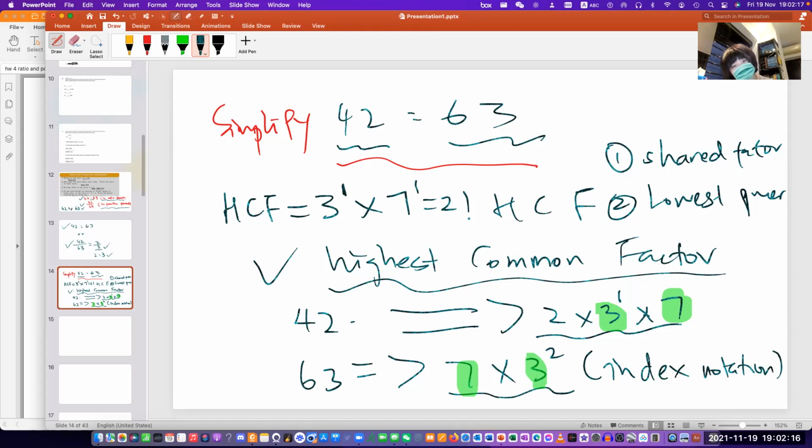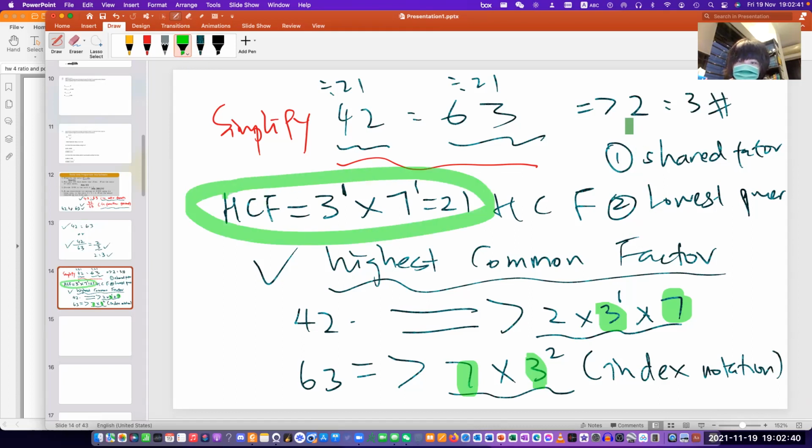So that means what you could have done is make use of the HCF. You divide by 21 here, you divide by 21 here, and you will end up with, so 42 divided by 21, you will get 2. 63 divided by 21, you are going to get 3. That's why, if you make use of the concept of HCF, you can get the simplest form immediately.